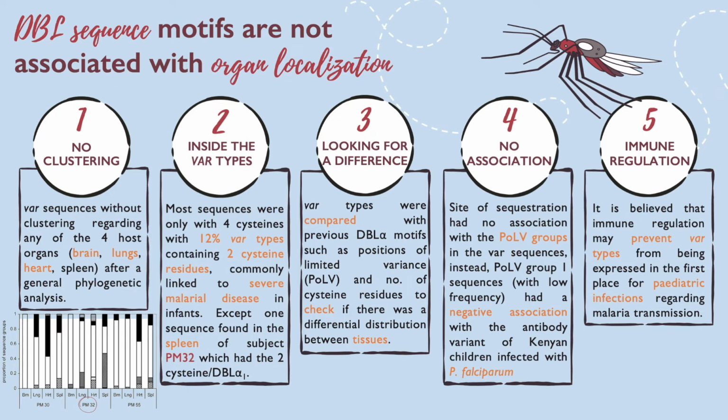They also looked at the differential distribution of previous Duffy binding-like alpha motifs at positions of limited variance, but discovered that this had no association with the site of sequestration, and it had a negative association with the antibody variant. Immune regulation of VAR types can prevent them from being expressed in pediatric infections.